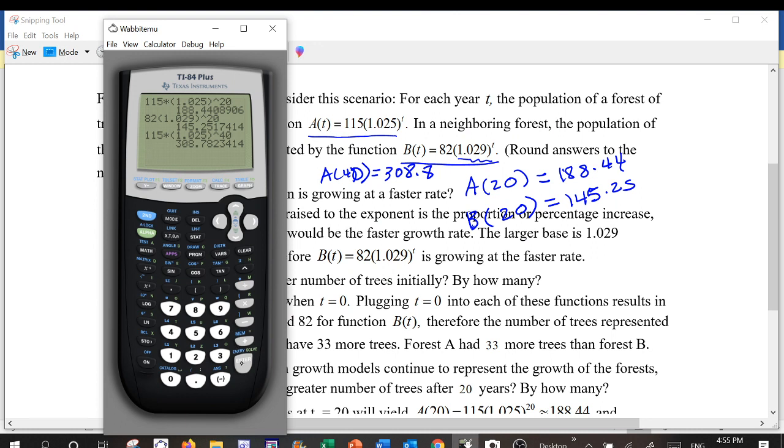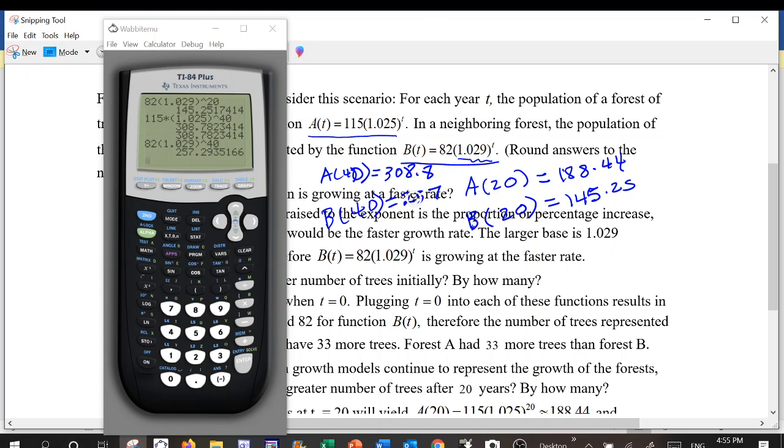Let me get the B back. So what I'm going to do is press second entry so I can get the entry that I want back. Second, and then entry, second entry, second entry. That's the one that I want. So I want to change that to 40. And you see it's 257. So B of 40 is actually 257.